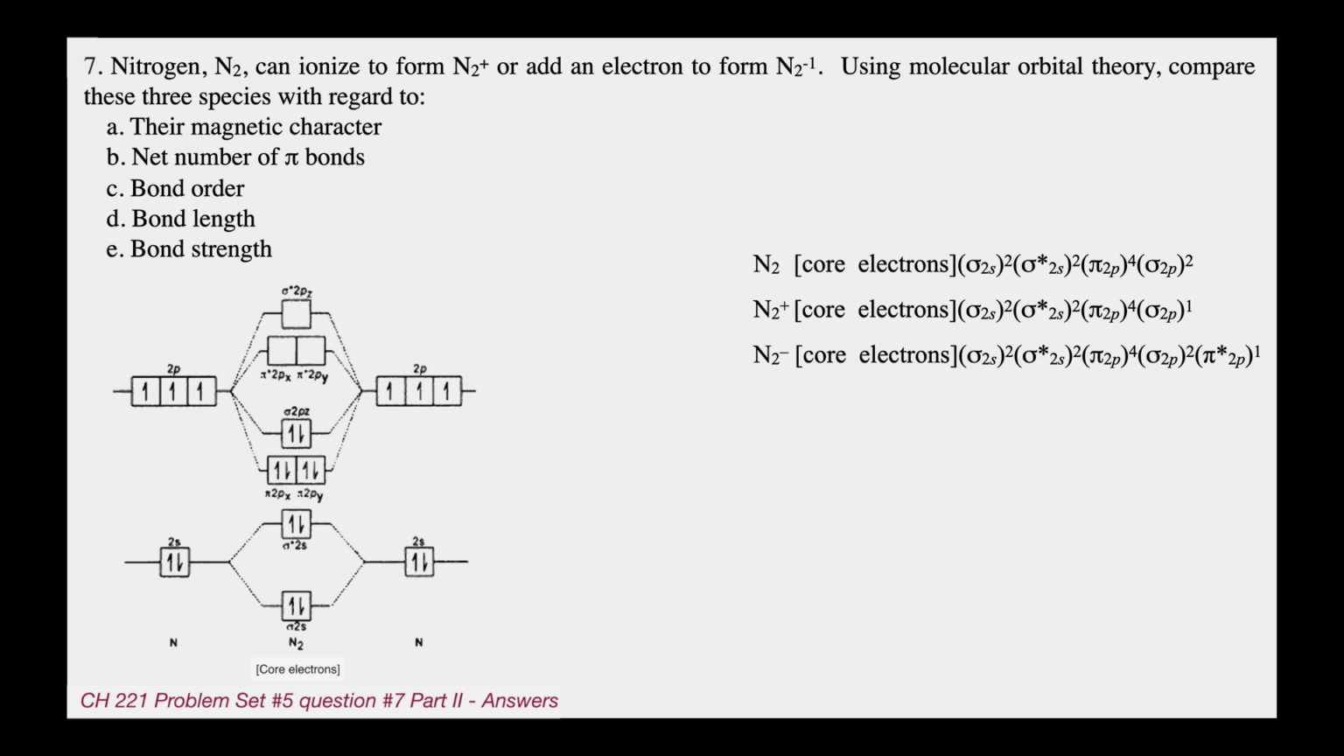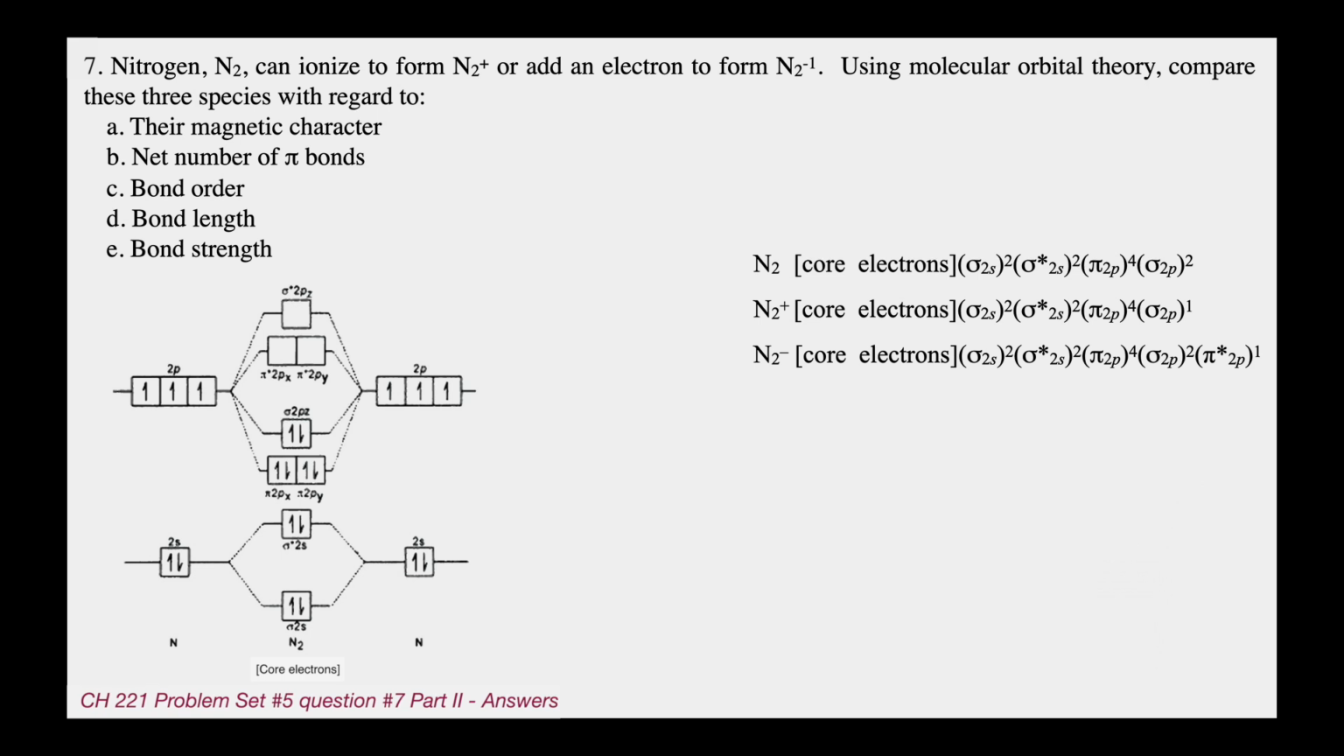Core is again showing 1s, which are boring. Honestly, 2s's are kind of boring too, but pi 2p4, sigma 2p2, that's the bonding electrons in N2. And then N2 plus, we would just take away the highest occupied molecular orbital electron, so it only has a single electron in sigma 2p.